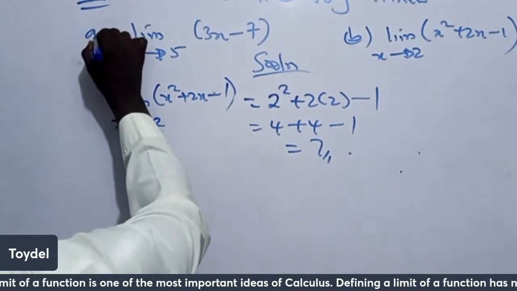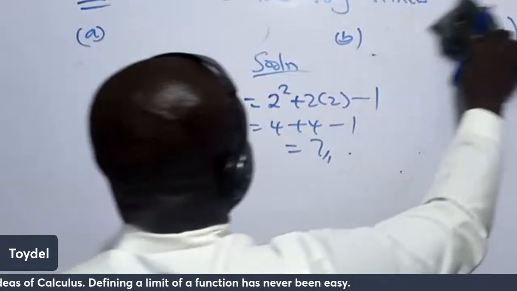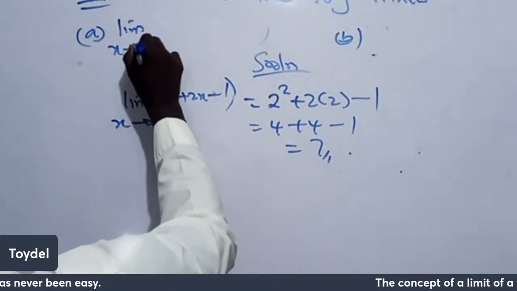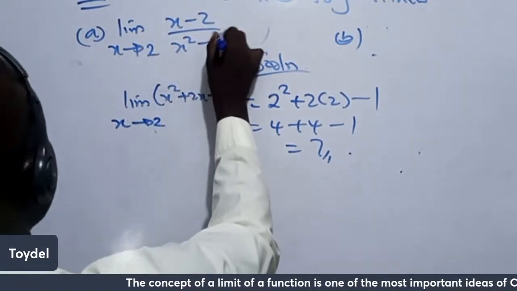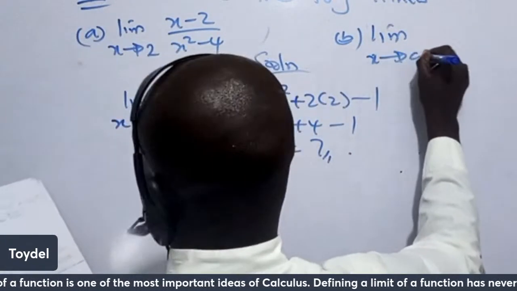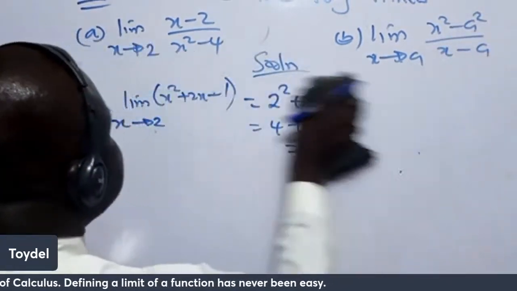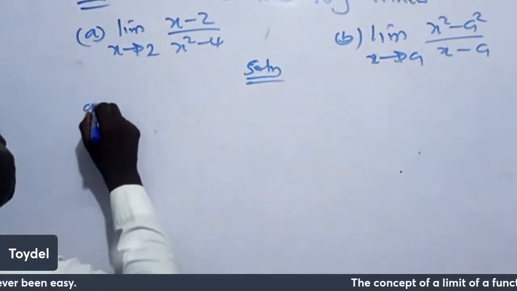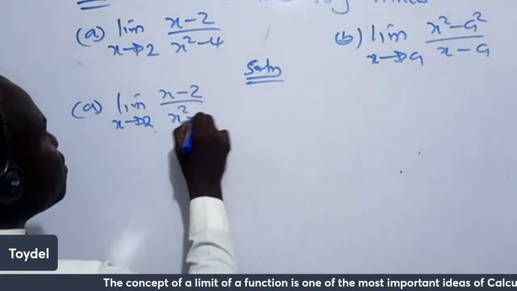So let's take another example. Example 2. We have to find the limit as x tends to 2 of x minus 2 all over x squared minus 4. Then C, we have the limit as x tends to a of x squared minus a squared all over x minus a. So in this case, looking at example 2, A and B, solution. In this A, we have the limit as x tends to 2 of x minus 2 all over x squared minus 4.